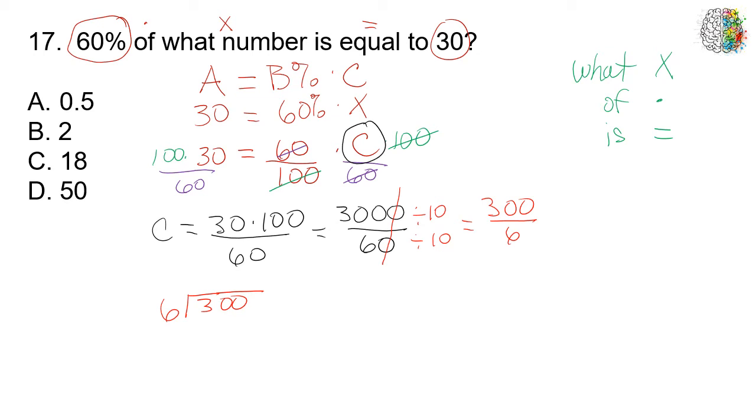6 can go into 30 5 times. 5 times 6 is 30. And then I've got a 0. 6 can go into 0 0 times. So that tells me that my C, or total amount, is 50. And that is my answer D.